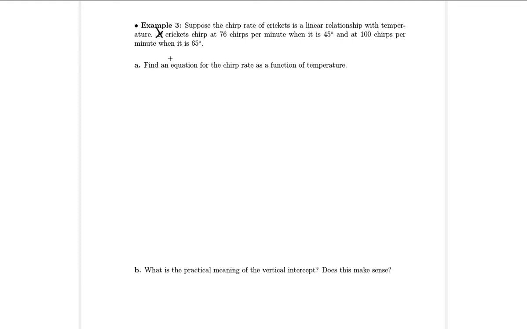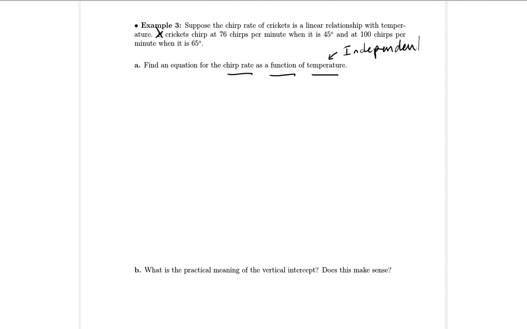So it's stating that, and then down here it says, find an equation for the chirp rate as a function of temperature. Now, pay careful attention to this wording. Okay, this is a little different than the other wording. Anytime you get one variable as a function of another variable, then whatever it's a function of has to be your horizontal or x value. Okay, so that's got to be the independent.